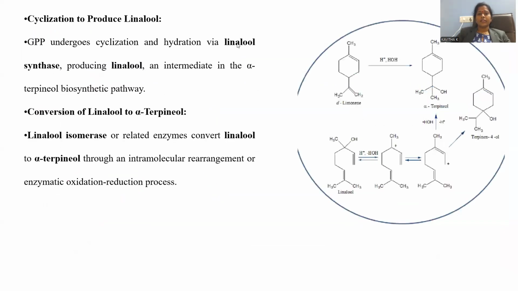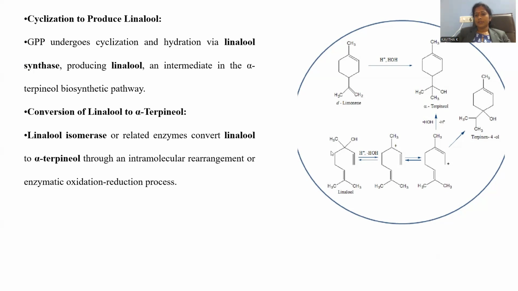In order to make that GPP into linalool, the requirement will be linalool synthase. Let me repeat once again: the enzyme requirement will be linalool synthase. Whenever linalool synthase is applied on GPP, that will be transformed into linalool. So linalool is another intermediate, we can say. This intermediate will further give rise to alpha terpineol in the biosynthetic pathway.